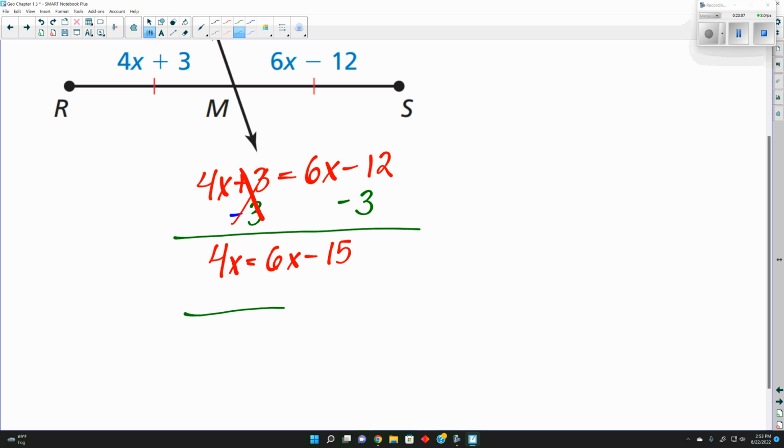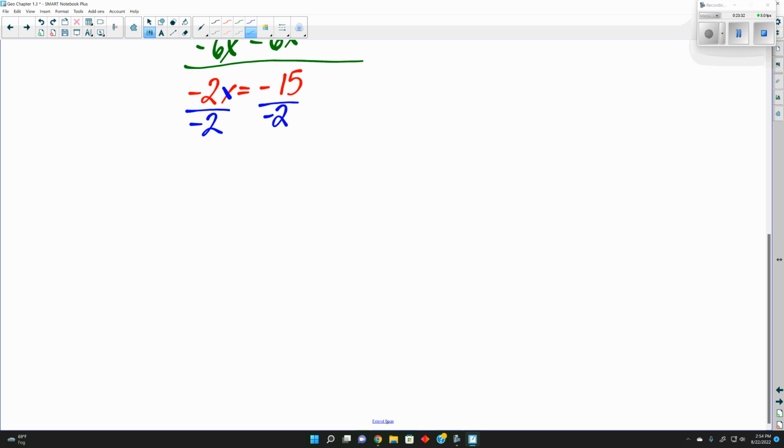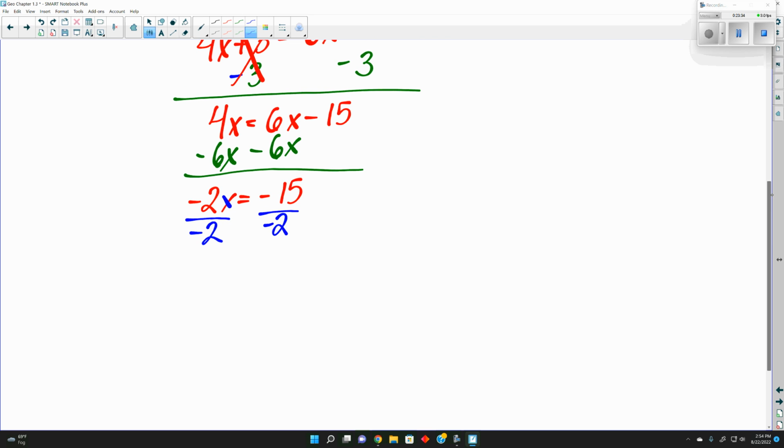Now at this point here, we'll need to subtract 6x from both sides. And that'll tell us that negative 2x is equal to negative 15. And last but not least, we'll need to divide both sides by negative 2. And if we divide both sides by negative 2, we get x equals 7.5. Exactly 7.5.